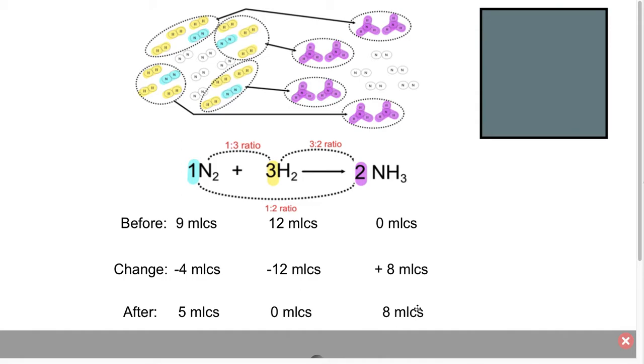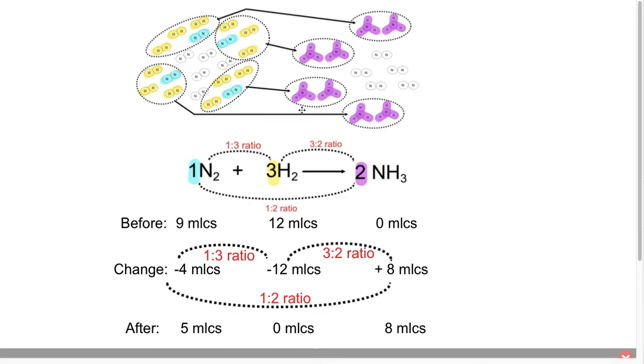That should also match my after picture. I have 0 H2s present. I have 5 molecules, 1, 2, 3, 4, 5 N2 molecules left over. And I have 8 molecules of NH3 in my after picture. Notice the number of total molecules before and after don't necessarily have to match because each particle or each molecule might have a different number of atoms in each one. However, if you added up the total number of atoms on both my left picture and my right, they would be equal.